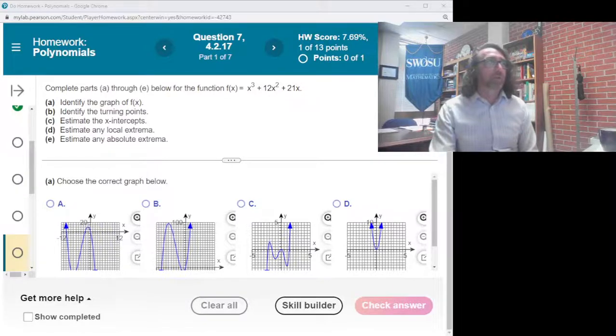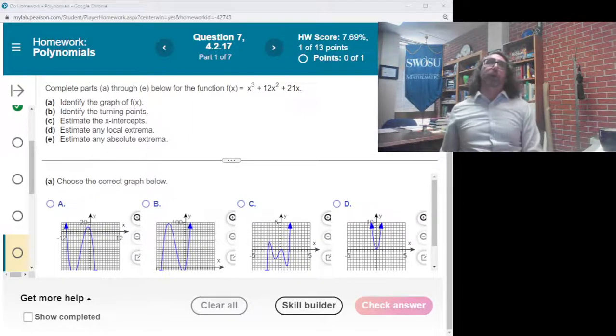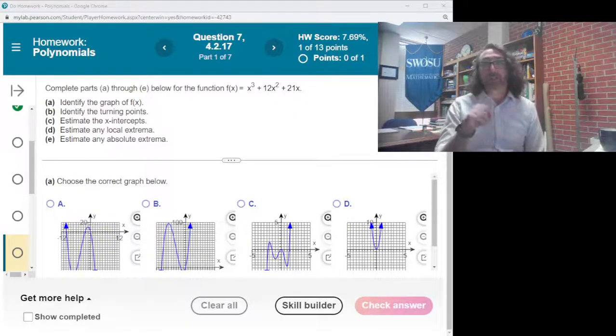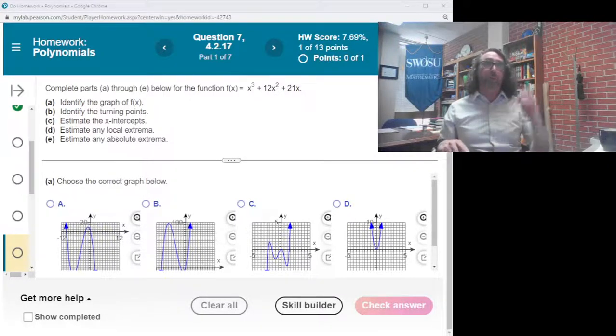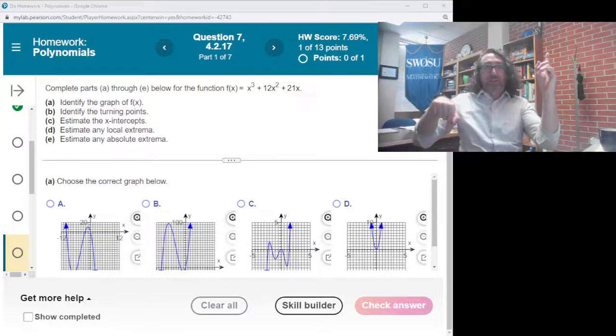Okay, so it says identify the graph. x cubed plus 12x squared plus 21x. That's my polynomial. It wants me to pick the graph. So I know that I have an odd degree and a positive lead coefficient, so that should be going up on the right side and down on the left side.